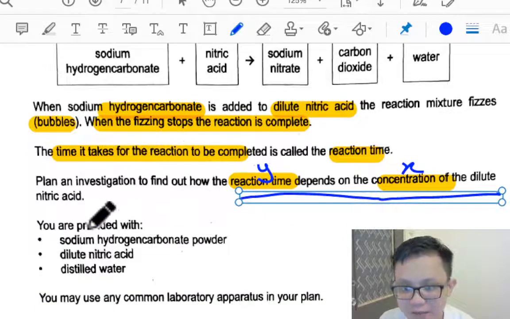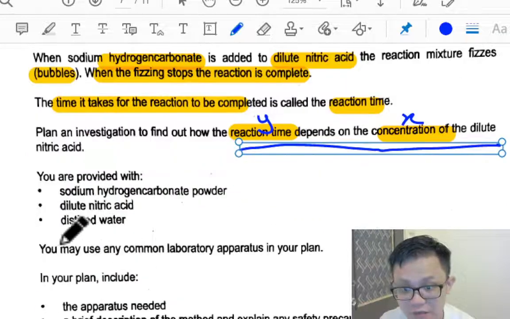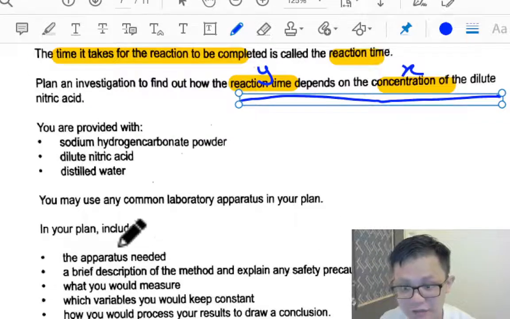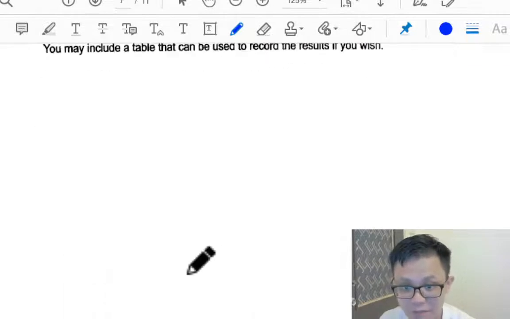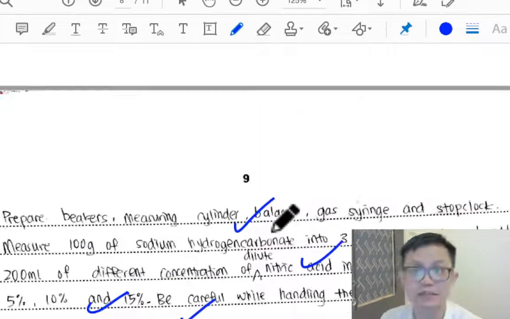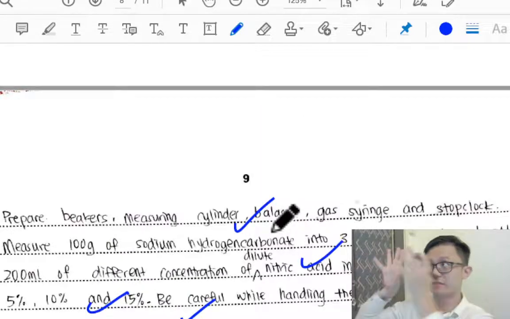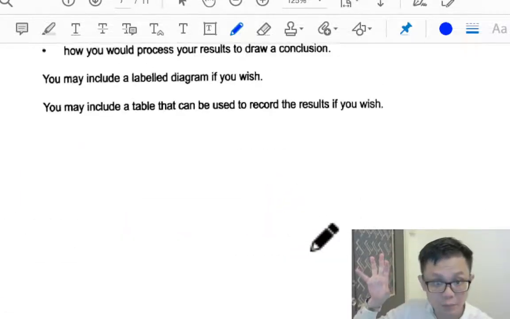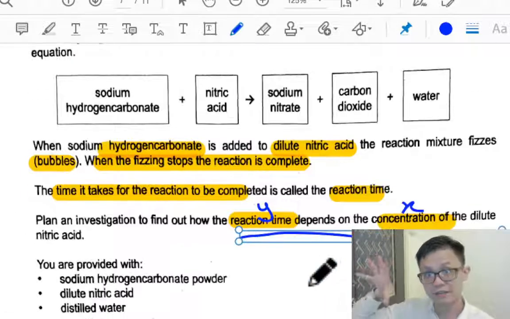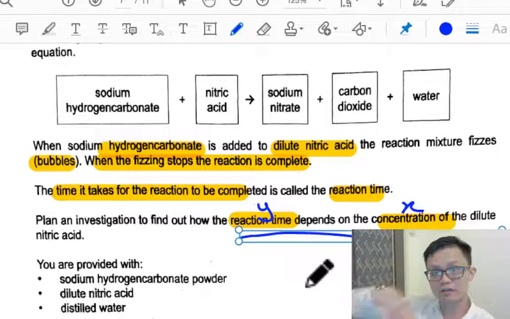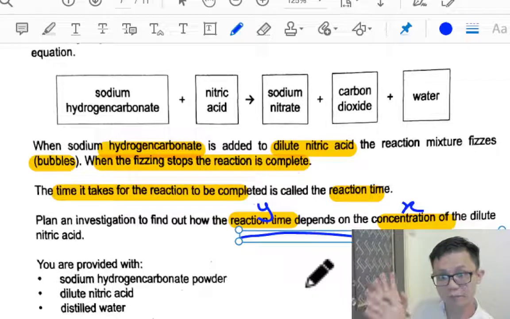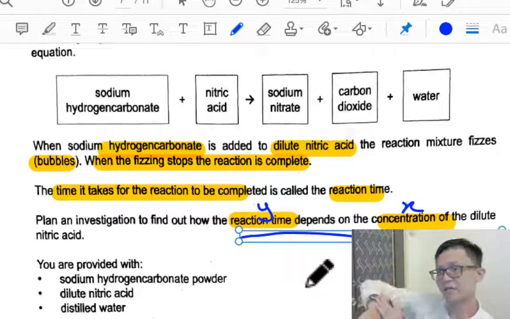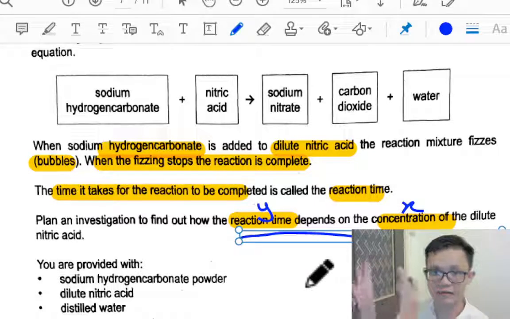You are provided with blah blah blah, then distilled water. You may use the common laboratory apparatus. So now you need to plan it. So in your mind, you need to imagine. Imagine that, okay, I want to take beaker A, beaker B. I put it, then I put it, then it fizzles. I take the stopwatch. Okay, now I repeat it with beaker B with more concentration. Then I take the stopwatch, I see it fizzle, then I stop, then I record it.